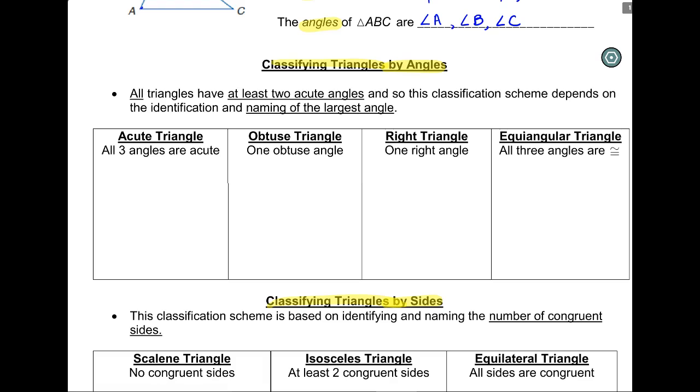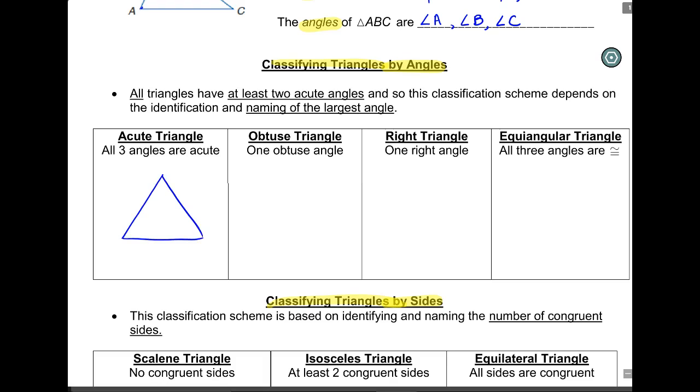So all triangles must have two acute angles. Does that make sense? It wouldn't make sense to have two obtuse angles. Could you make a triangle with two obtuse angles? No, it would not be possible. So it makes sense that you have to have two acute. It's based on that one angle that will determine the type of triangle. If the third angle is acute, in other words, all three are acute, you have an acute triangle.